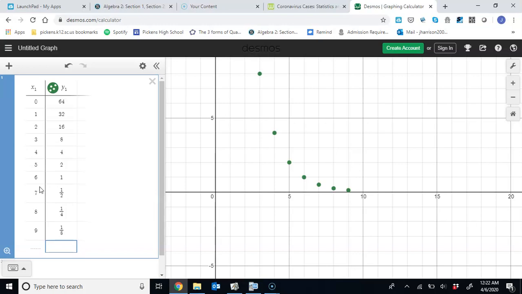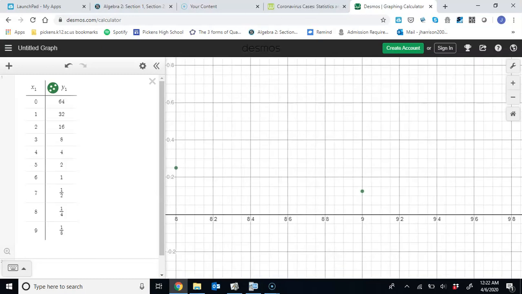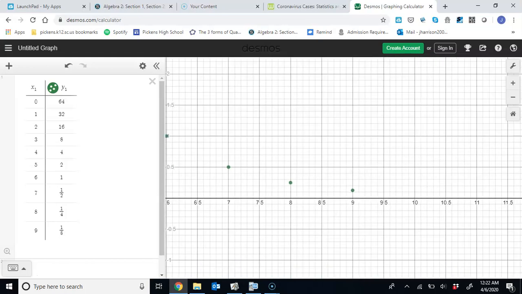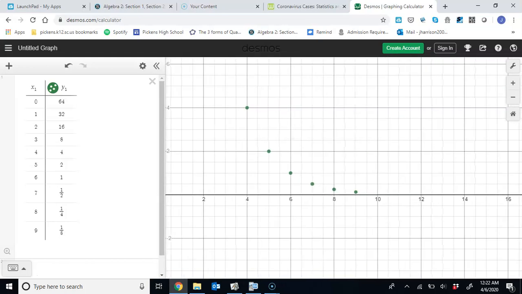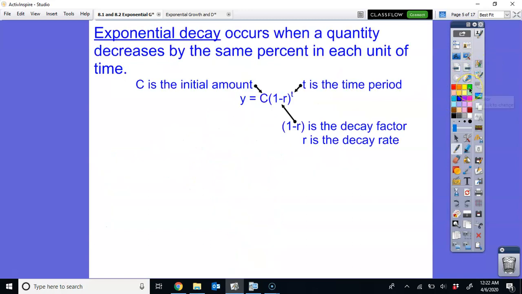Because you could keep going here. Yes, you could keep getting closer and closer to the axis, cutting in half, but eventually you would still have half of a value. You would never reach and touch the zero down here, because if you cut something in half, there's still something there. Now, I know that doesn't directly apply to our March Madness example, but that is how exponential decay works. Exponential decay is when you decrease by a percentage.